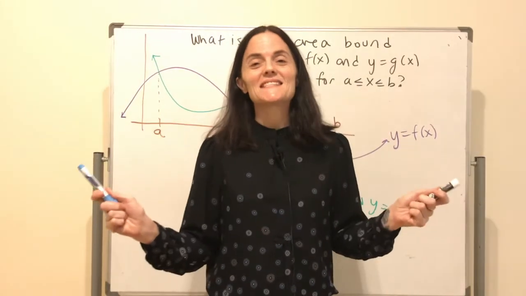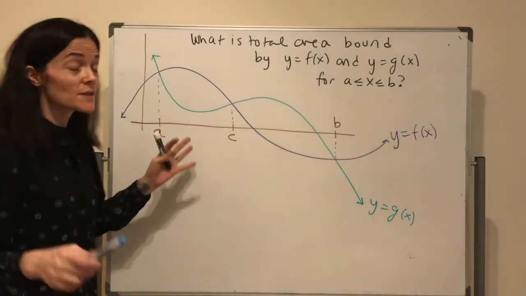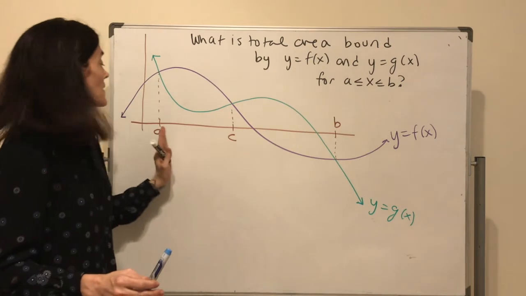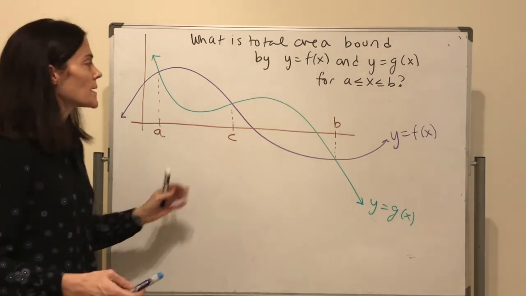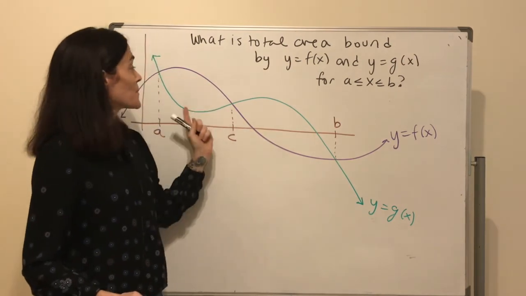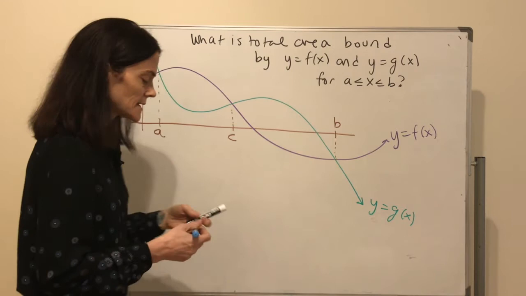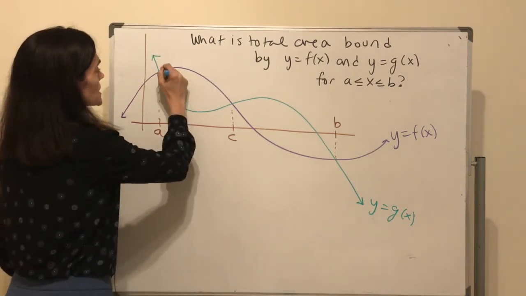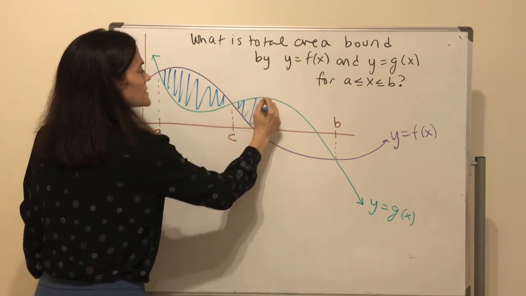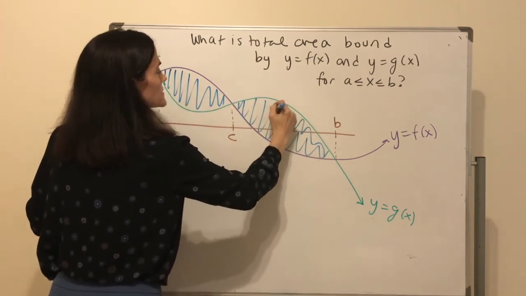The last question we want to address is something like this, where we want the total area bound by two curves on some closed interval, but on part of the interval f is above g, and on another part g is above f, like this. So the area that I'm interested in is this plus this, okay? And how could we calculate this?